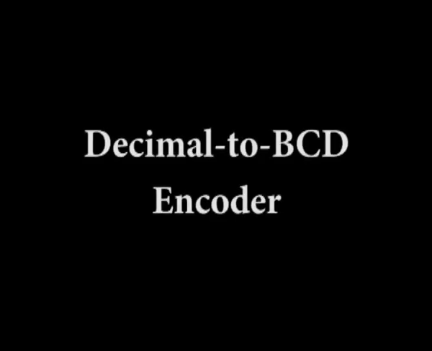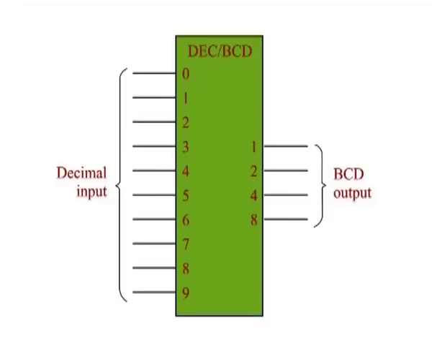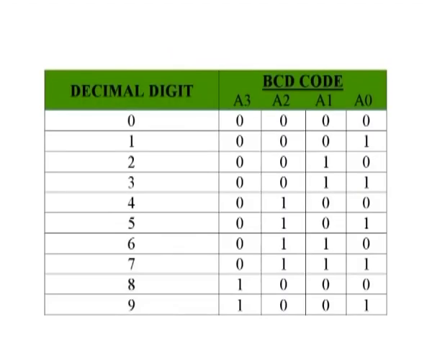The decimal to BCD encoder. This type of encoder has 10 inputs, one for each decimal digit, and 4 outputs corresponding to the BCD code as shown. This is a basic 10-line to 4-line encoder. The BCD code is listed in this table.